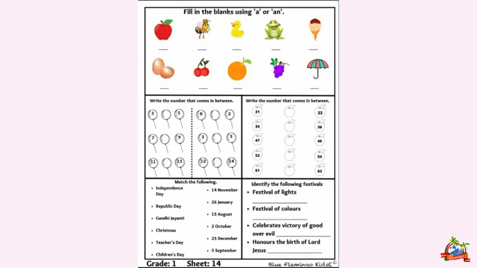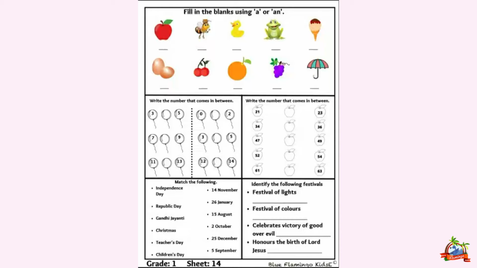See the next picture? It is of a B. B-double-E, B. It starts with letter B. B letter से start होता है. So B is a consonant. Before a consonant letter we use a. So we will write here a.